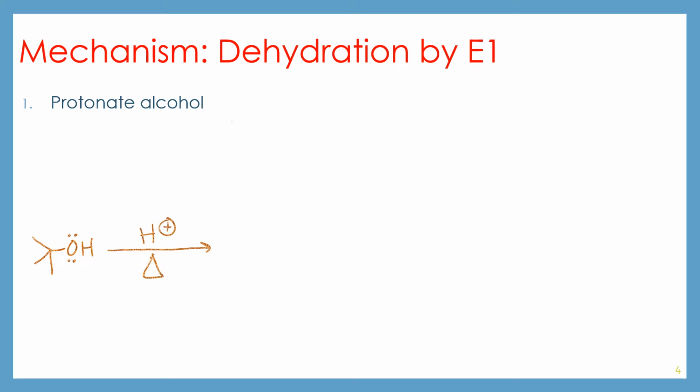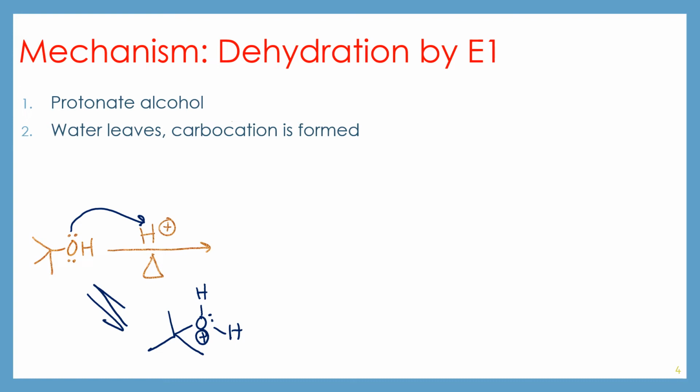So let's take a look at the mechanism here. The first step is to protonate the alcohol. I used a generic symbol for acid and a generic symbol for heat, so that none of our conditions here are specific. So the alcohol gets protonated. In step 2, water leaves and a carbocation is formed. Water takes the electrons in that bond and goes, so that we now have a carbocation and an equivalent of water.